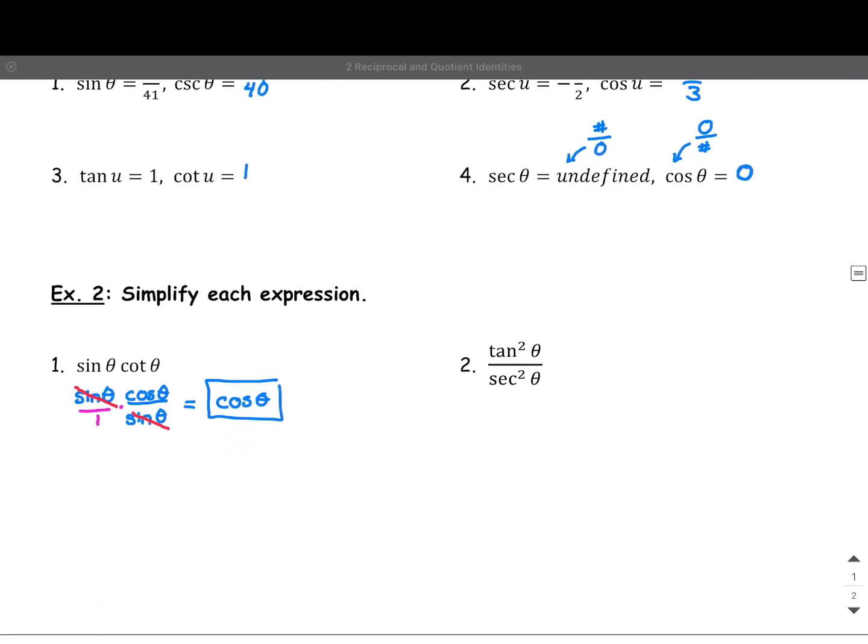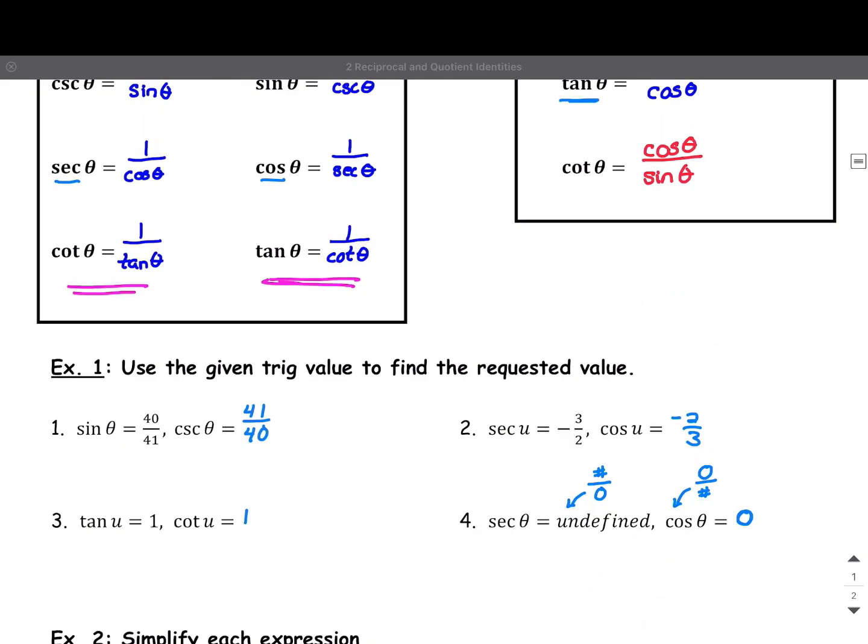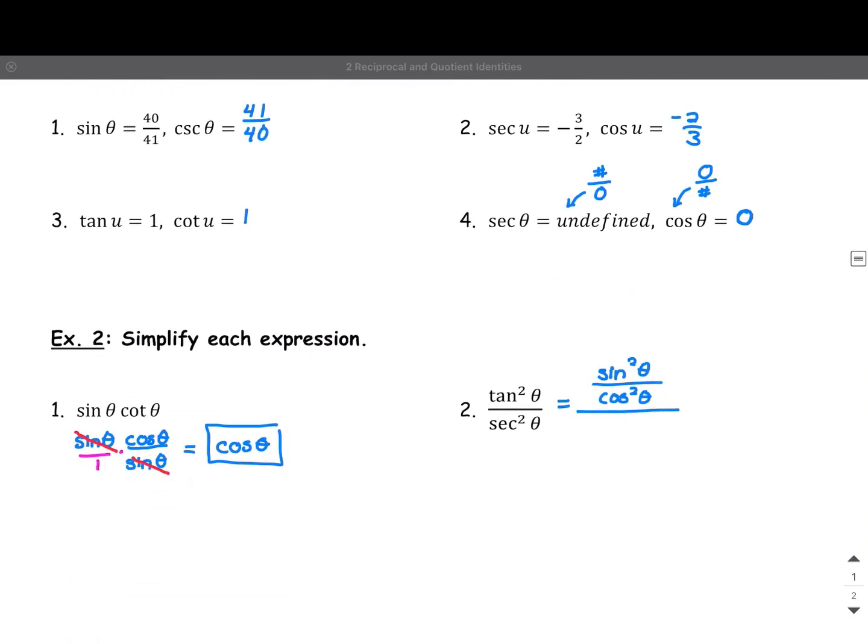That means that the tangent squared is sine squared of theta over cosine squared of theta, all over. And secant, we know, is 1 over cosine theta, which means that secant squared theta is 1 over cosine squared of theta. Now there's two ways to go about simplifying from this point. And some of you will say, oh, I've got a fraction divided by a fraction. So I'm going to take the top fraction, sine squared theta over cosine squared theta.